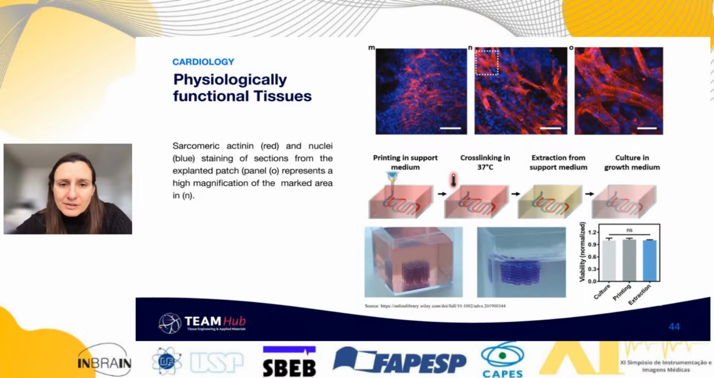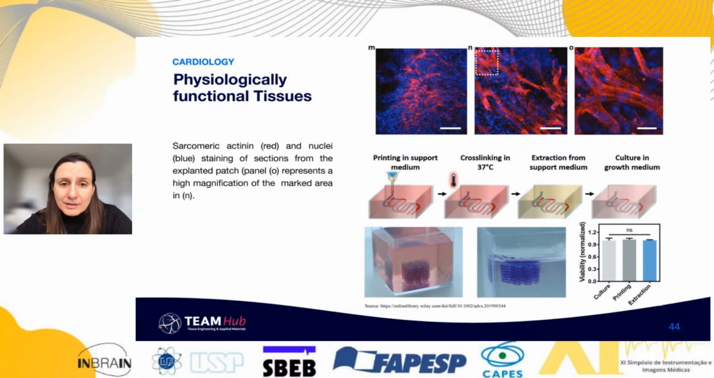Here we have some images showing the sarcomeric actin. Those are the cytoskeleton proteins of the cells. And in red is the structure that they were trying to create, like the vessels, for example. And in blue is just a bunch of nuclei of the cells. If we zoom in on this area here, we can see that there is a little bit of branching and tube-like structure being formed.